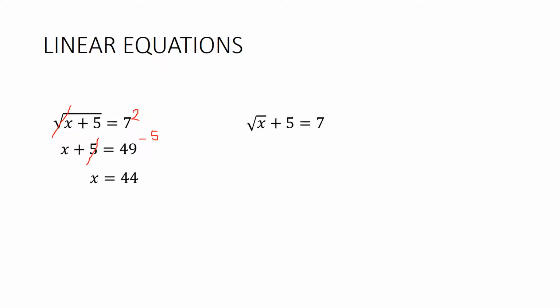This is different. Can you see that it's different? In this case, the 5 is not stuck under the square root, and so I'm going to move the 5 first. So it's going to come across as a -5. Rewrite it, square root of x is equal to 2. Now I'm going to move that square root. Opposite of square root is squared. x is equal to 4. So make sure you know the difference between those two types of questions.